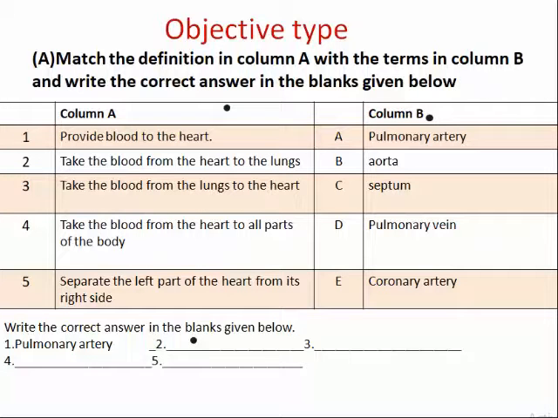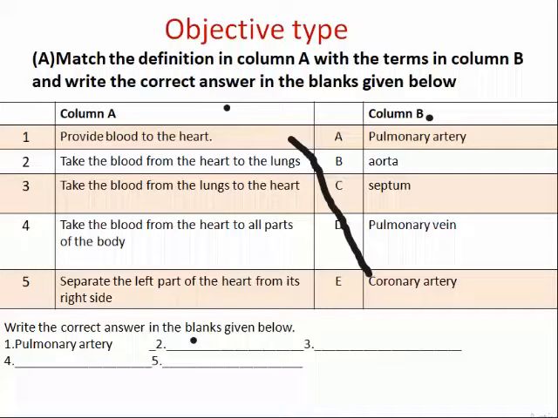The first question is: which provides blood to the heart? Which artery or which ventricle provides blood to the heart, artery or vein? We know that the heart is a muscular organ. It is made up of muscles, so it needs blood to perform its function. So the coronary artery supplies the blood to the heart.